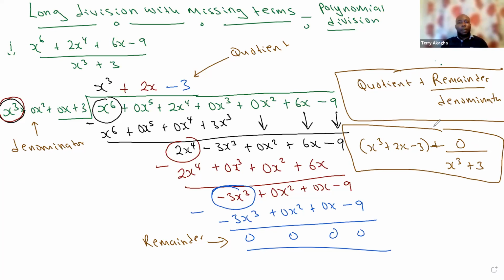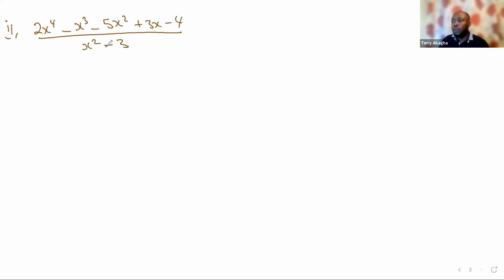Okay? Maybe I can pick one more example. Okay, so it will just put everything in perspective. So you can try 2x^4 minus x cubed minus 5x squared plus 3x minus 4 divided by x squared minus 3. Now you can pause the video here and solve it. Then when you're done, you can press play and see if you got the correct answer, okay? So let's solve this question as well.